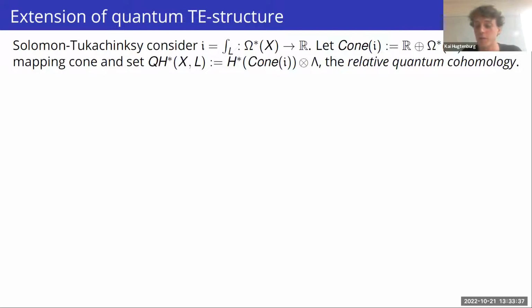And what they do is use this framework of open Gromov-Witten invariants to define an extension of the quantum TE structure. Now, how does this go? They consider the integration map over the Lagrangian, which maps differential forms on X to the real numbers. And then they consider the cone over this map and take the homology. And that's what they call the relative quantum cohomology.